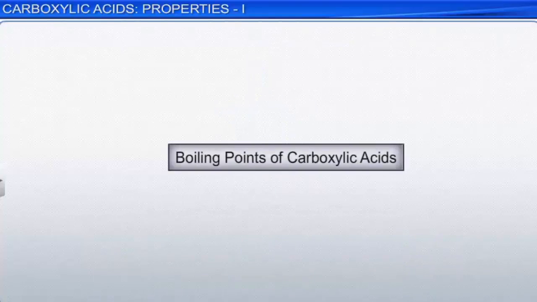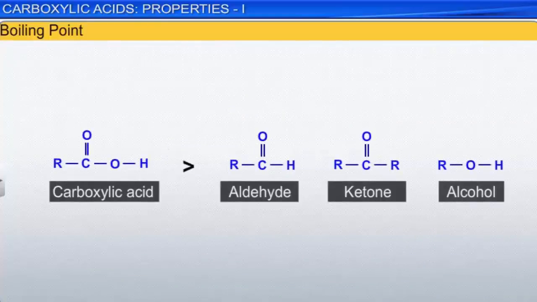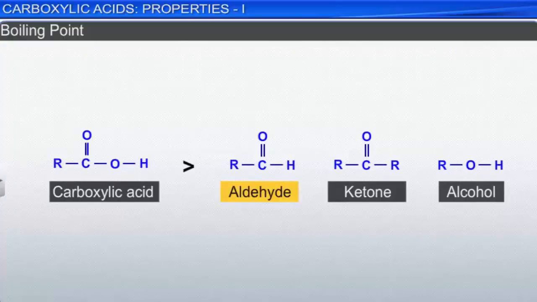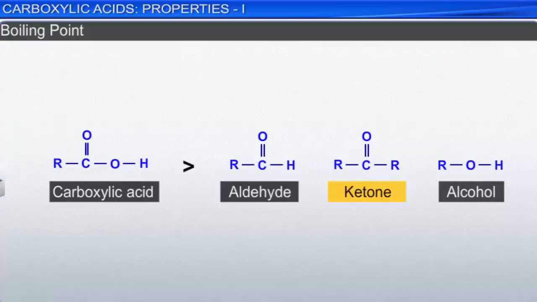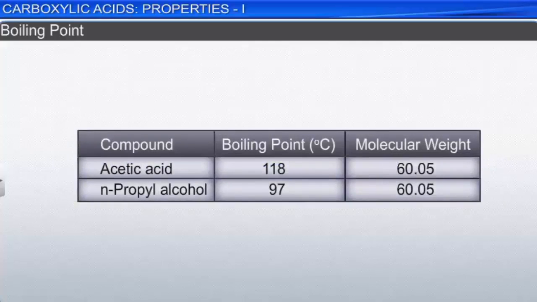Let's now discuss the boiling points of carboxylic acids. The boiling points of carboxylic acids are higher than that of aldehydes, ketones, and alcohols of comparable molecular weights. For example, although acetic acid and n-propyl alcohol have the same molecular weight, acetic acid has a boiling point of 118 degrees centigrade, while n-propyl alcohol has a boiling point of 97 degrees centigrade.